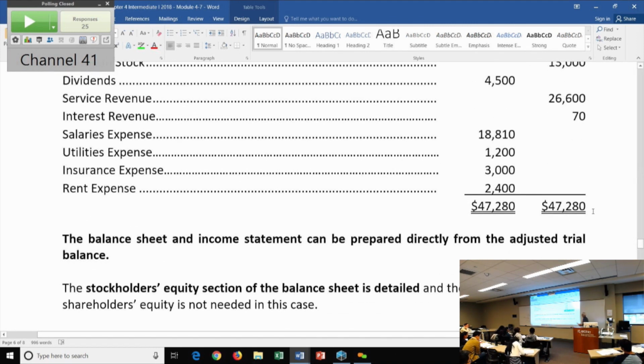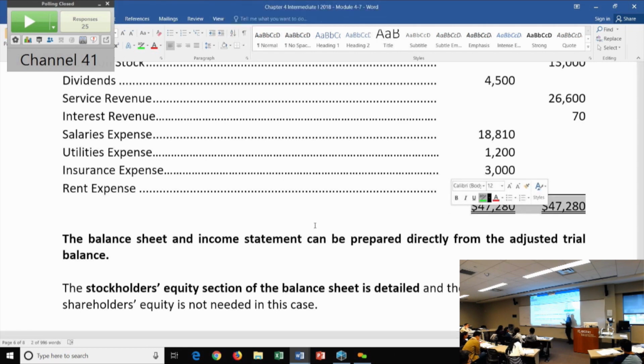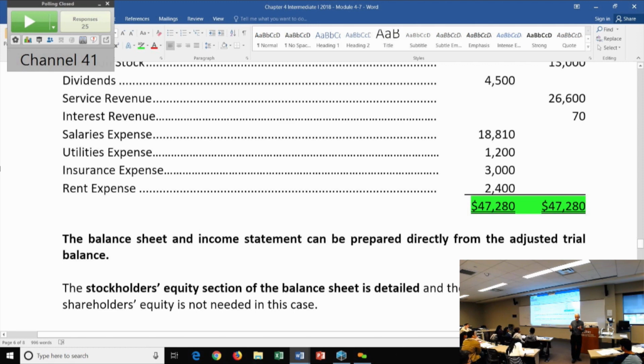The main point of this module, however, is not only to review the adjusting entries as well as to show you the adjusted trial balance, but now you will be able to prepare the financial statements directly from the adjusted trial balance. We're only gonna do a balance sheet and income statement. Stockholders' equity, I'm gonna give you a detailed section there, so you're not gonna have a separate statement. And we're not gonna do a cash flow statement until chapter 5 or chapter 6. So let's just see what the balance sheet would look like.